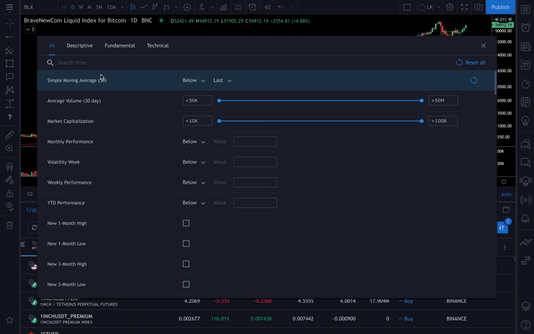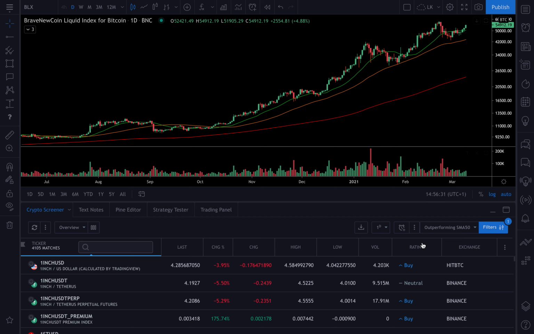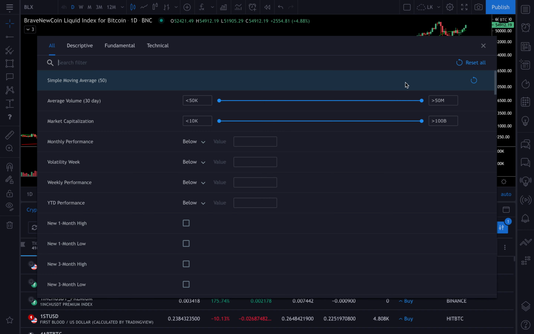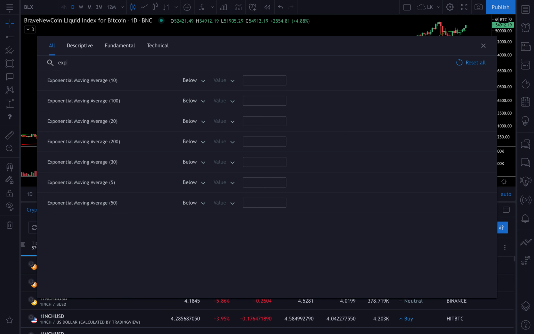Remember, it says 50, it's 50 period. You can select the period right here, the time interval. You can search on the weekly, daily, 4 hour, anything you want. If you're a day trader, a swing trader, or investor, I don't care. It's useful for everyone. But we can do even better. We could remove that and search for exponential moving averages.